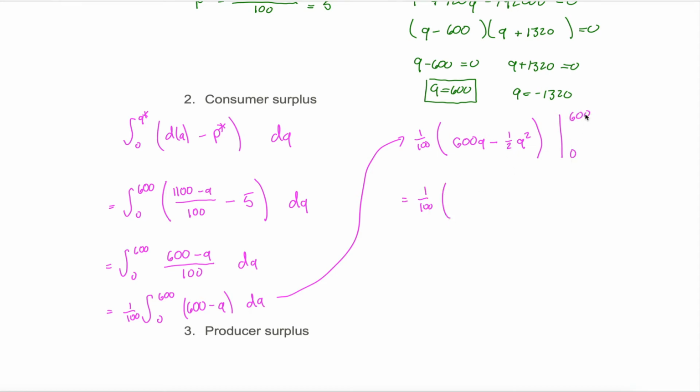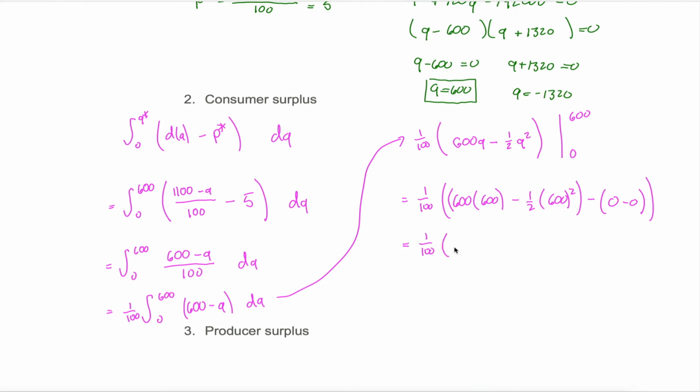The nice thing about evaluating this from 0 to 600 is when I plug in 0, 0 is going to come out. So really I just need to evaluate this thing at 600. When I evaluate it at 600, I get 600 times 600 minus 1/2 times 600 squared. If you really want to show your work, you could say you want that value minus what you get when you plug in 0, which is 0 minus 0, and then that difference gets multiplied by this 1 over 100.